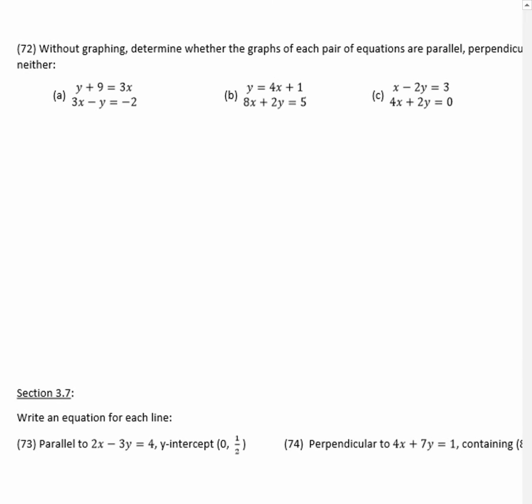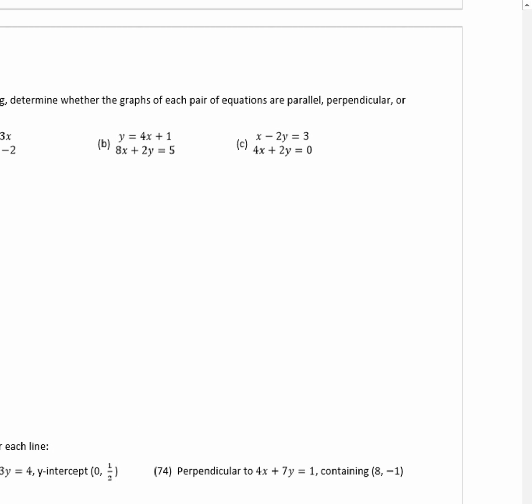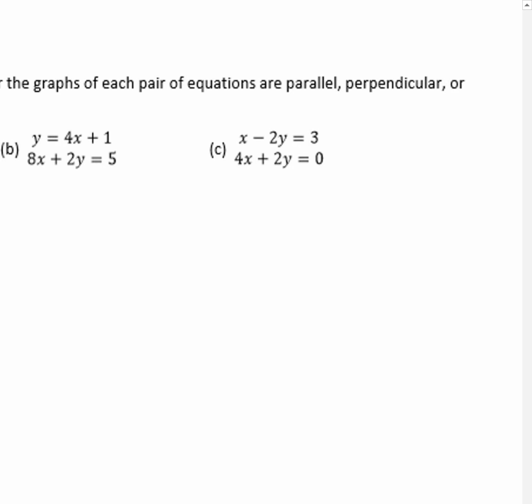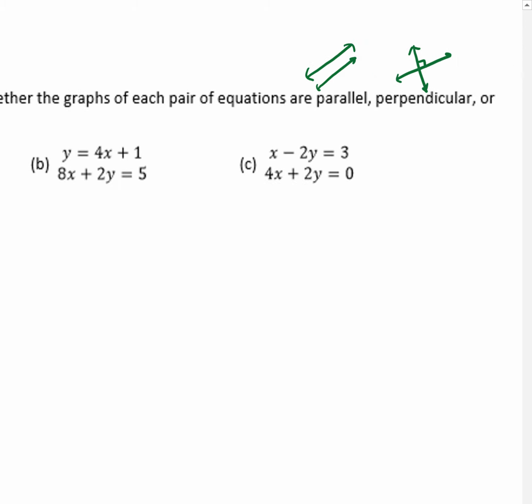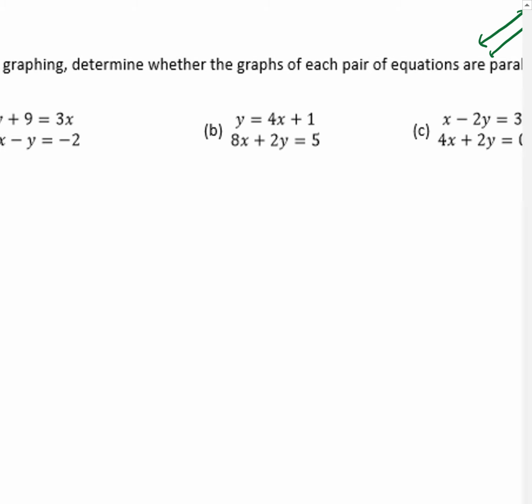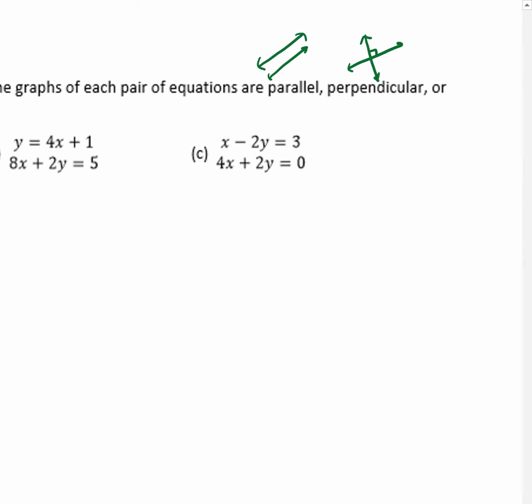This is where we've got to go back and remember what it meant for two lines to be parallel. I think we can visualize parallel. Remember that means they don't intersect, so they're like this. Perpendicular means the two lines intersect at a right angle, like a nice 90-degree angle. But how are we going to tell? Do we have to graph these guys? Graphing them would actually be too time-consuming. There's a better way to do it.